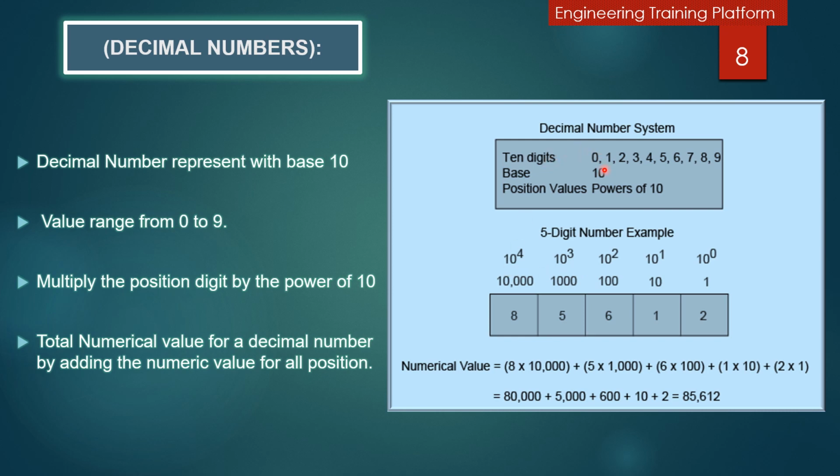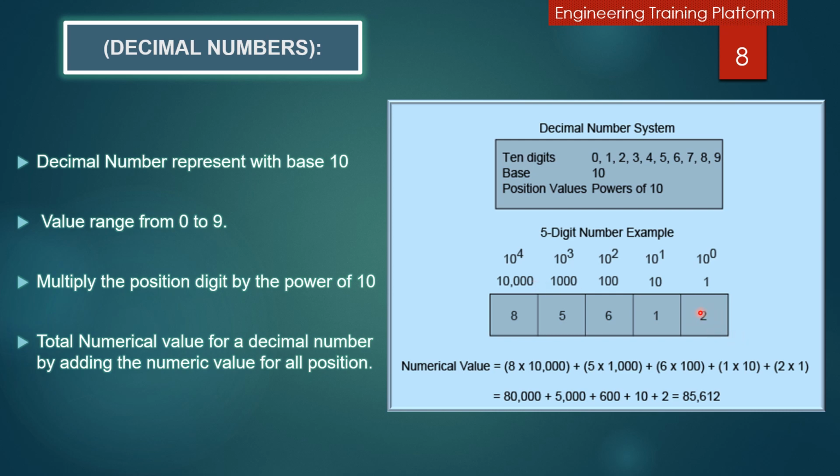Here I already gave an example. The least significant bit starts from power of 0, so base 10 to the power of 0. Then we multiply the values, and you can find these values. Base 10 to the power of 0 is always 1. Base 10 to the power of 1 is 10, and base 10 to the power of 2 is 100, and so on.